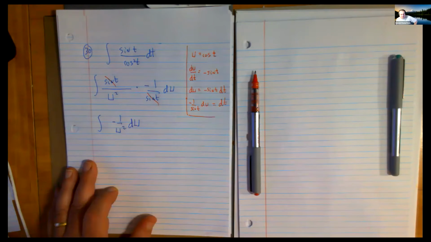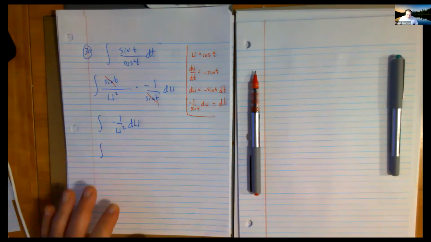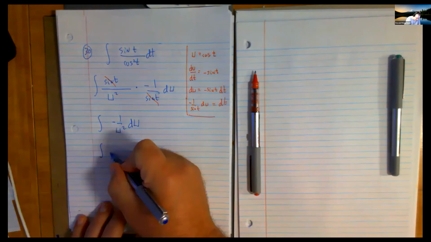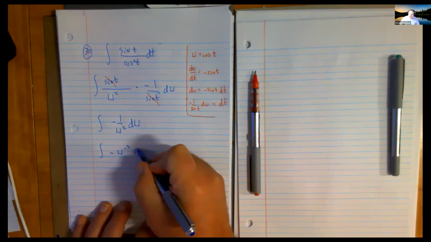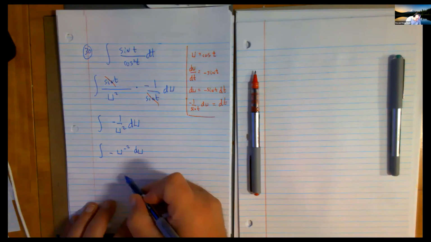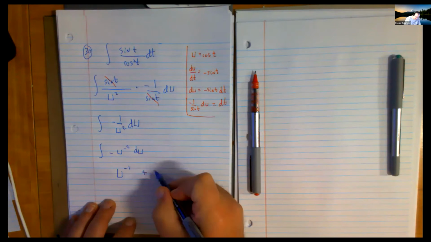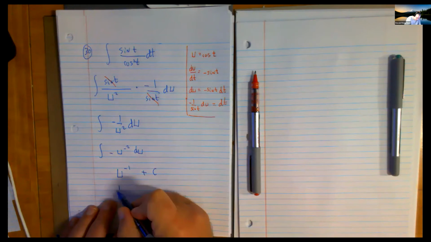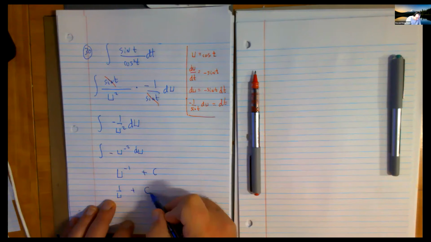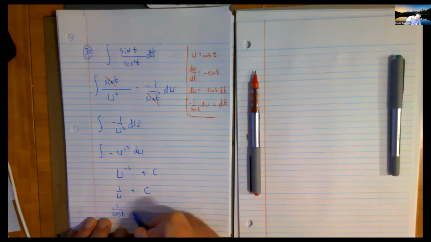Now this means that I'm now left with that fella. Now, I can certainly do that guy, but I would have to change him, wouldn't I, into a negative power of 2. So I could do the power rule. So add 1 to the power, divide by the new power, which makes that positive. Add the C. That's the same thing as 1 over u, add the C, which is the same thing as 1 over cosine t plus C.